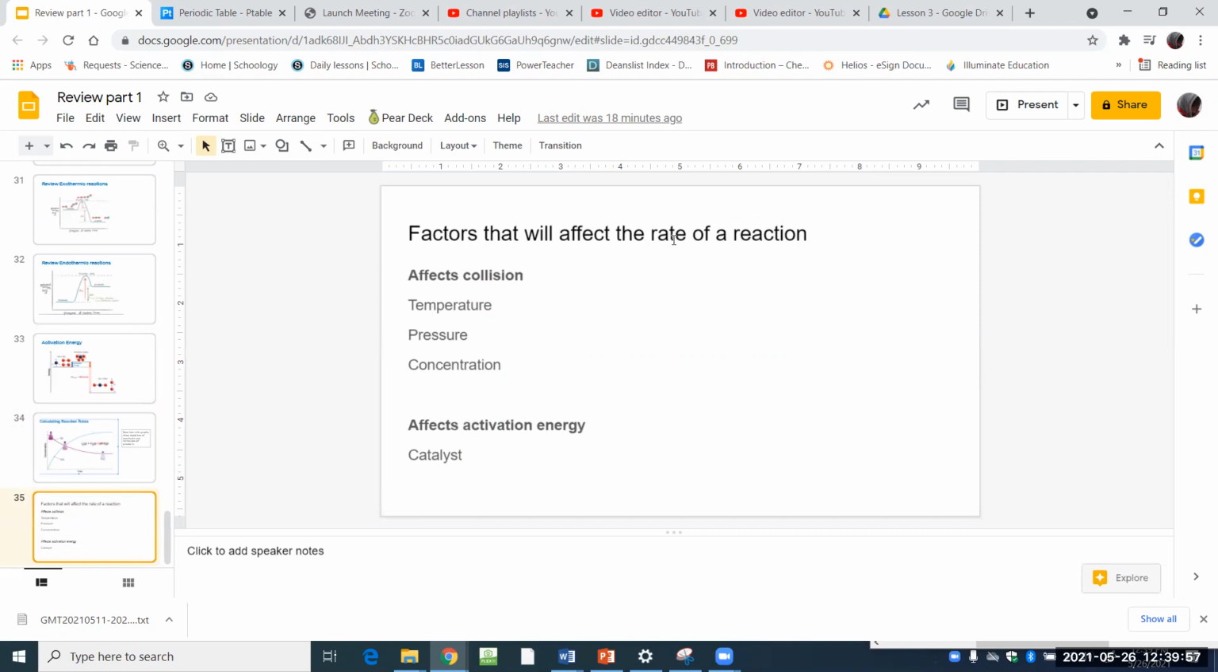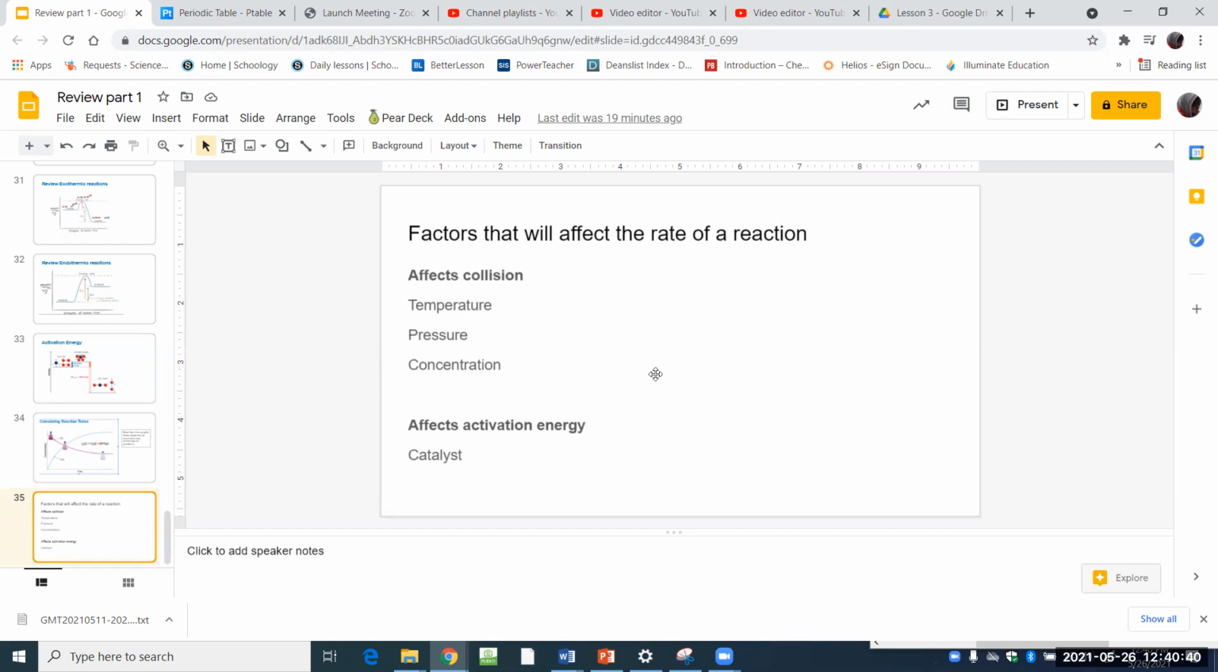A few things will affect rate. Temperature will affect rate. The higher the temperature, the more you speed up the reaction. Pressure, right? This depends on whether or not it's a gas. And then concentration. The more reactant present, the more likely a collision will occur. So all those three factors are based on increasing collisions. They will affect the number of collisions that are happening, and that's how they will affect the reaction rate. That is not the case for a catalyst.